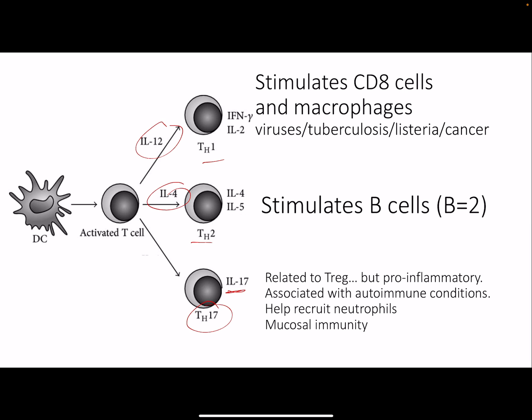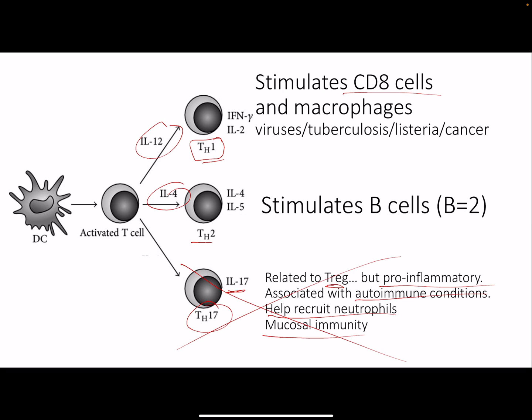Just a couple things about it. It's related to the T regulatory suppressor cell, but instead of being anti-inflammatory, it's pro-inflammatory. It's associated with some autoimmune conditions. It helps recruit neutrophils. That's important. That'll come back later. It plays a role in mucosal immunity. All right, so I'm never going to talk about this one again. Actually maybe once, but not really.